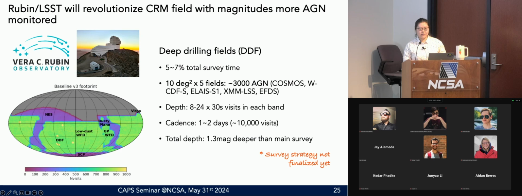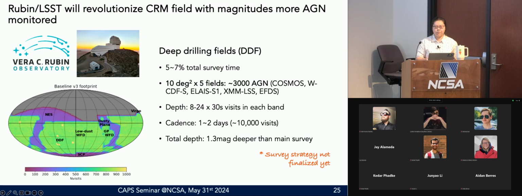But just to quickly cross-reference with SDSS-RM, the total field of view is about 7 times wider. There are almost 15 times more AGN expected to be monitored at an even higher sensitivity. And the cadence goes from, say, 6 days to 1 to 2 days.